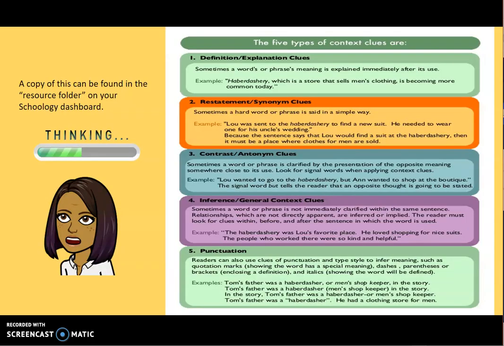This is the worksheet that I gave out to you guys. You can use a definition. The person writing, when you're reading, might use a definition, a restatement with a synonym, which is a word that means the same exact thing, or an antonym, it'll give you the opposite. You might have to make an inference on what the word means, or based on the punctuation, it might actually define it in the sentence.